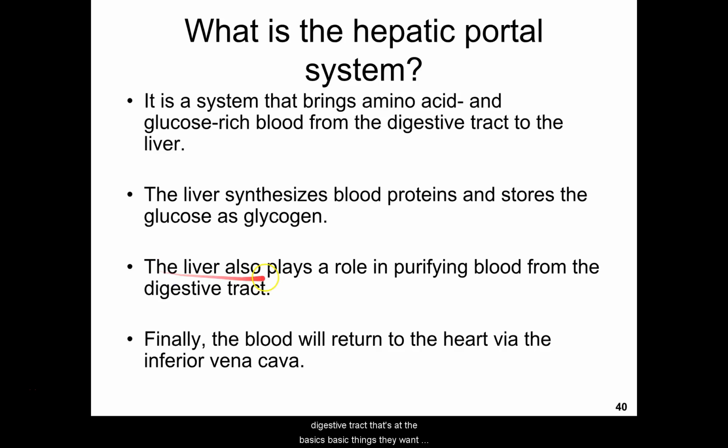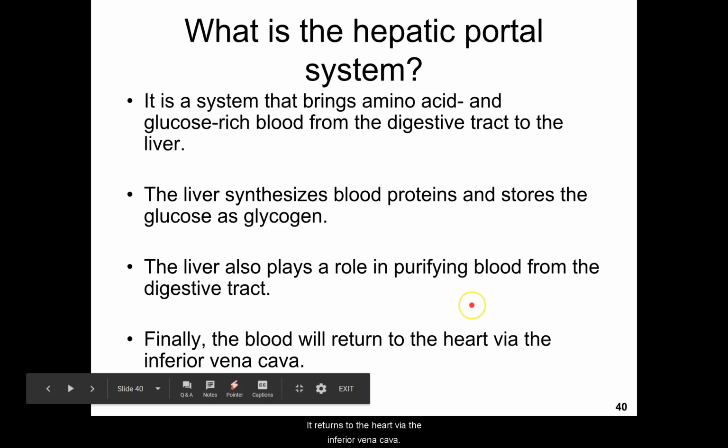All right, that's the basic things I want you to know. So the liver, its basic functions for you to know from this are: it is picking up amino acids, it is building proteins, it is storing glucose, and it's helping to purify blood. Okay? So after it leaves the hepatic system, it returns to the heart via the inferior vena cava.